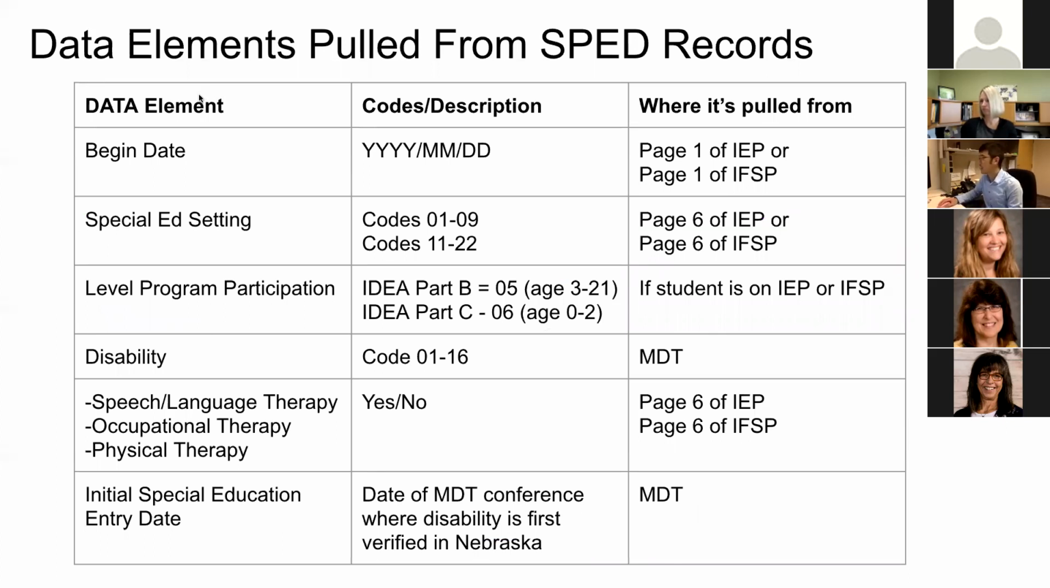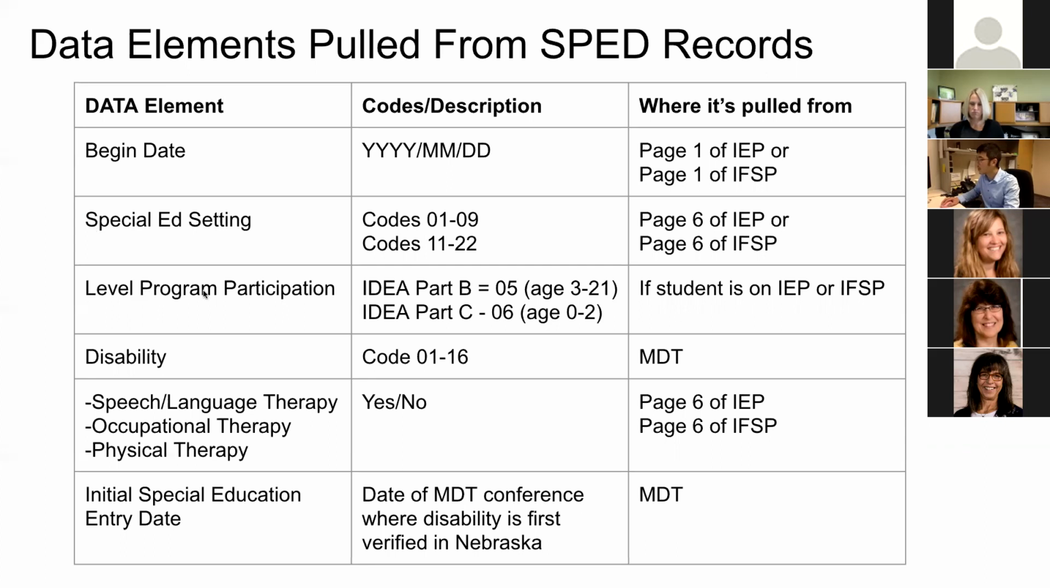Okay, and here is the rest of the data elements that are part of the advisor report, and that's the begin date. So for the 2020-2021 period, the earliest begin date possible is July 1st. And most of your students are gonna have that July 1st begin date, and that's because they're carrying over their IEP from the previous year. And then there's the special education setting. We saw that a little bit a few slides ago when we were looking at the IEP. And they both come from page 6 of the IEP and the IFSP respectively.